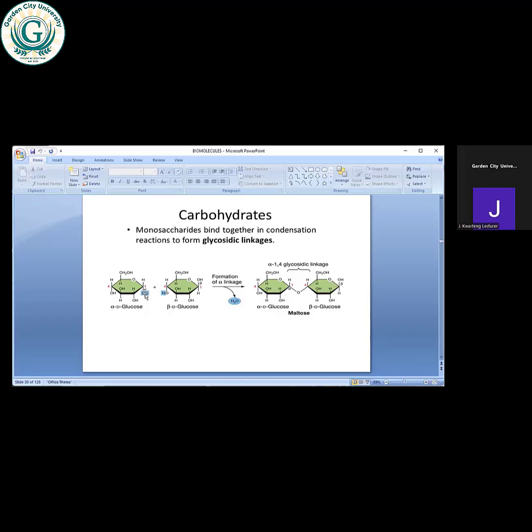So the OH from the alpha carbohydrate joins with an H from the beta. And then once they are removed, they create a space for the linkage through oxygen. And if you see here, the bond is between carbon 1 and carbon 4. Carbon 1 in the alpha glucose and carbon 4 in the beta glucose.